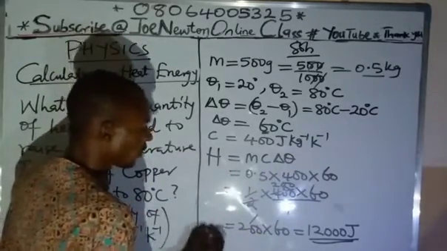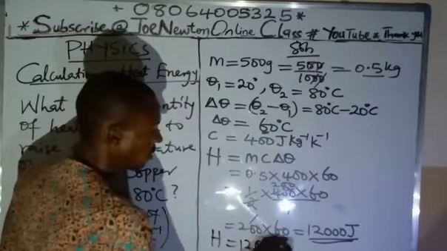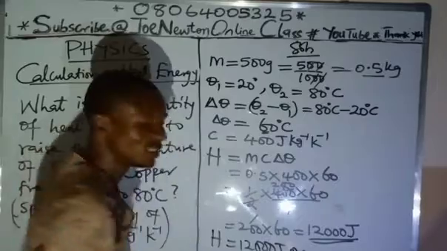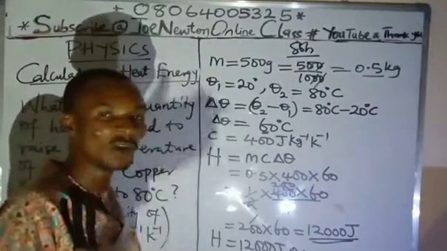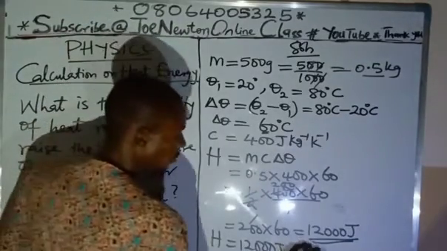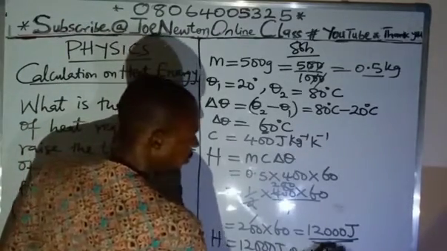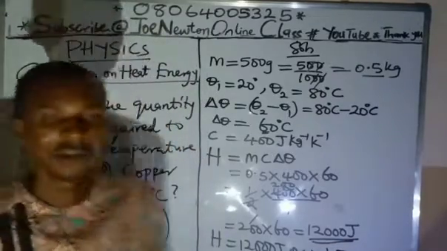So our H is equal to 12,000 joules, or you can change it to kilojoules. Remember that 1,000 joules make 1 kilojoule because kilo is quantity in thousands. So when you divide this by 1,000, it gives you 12 kilojoules. So that is 12,000 joules or 12 kilojoules.